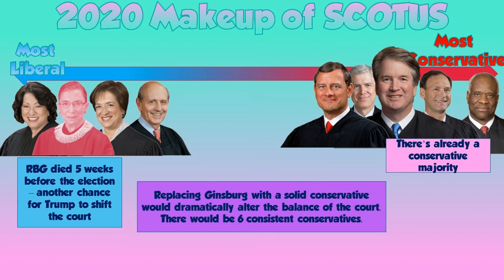Now, of course, we'd already talked about how Republicans in the Senate refused to allow President Obama to appoint a judge for an entire year, because their argument was that you do not replace judges in an election year. But here, 5 weeks before the presidential election, the Republicans in the Senate allowed President Trump to shift the balance of the court for a long, long time. So Ginsburg being replaced with a solid conservative will dramatically change the political balance of the court.